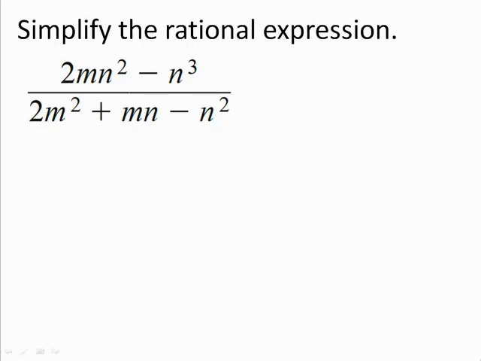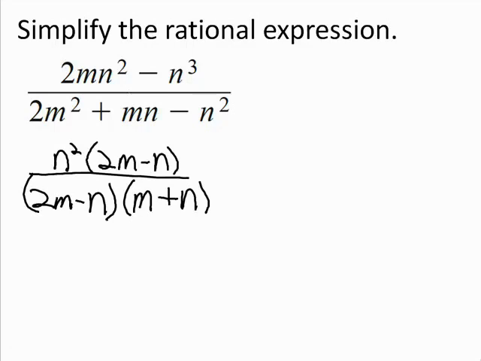Simplify the rational expression: 2mn squared minus n cubed divided by 2m squared plus mn minus n squared. Factor n squared out of the numerator and factor the denominator into 2m minus n and m plus n. There's a 2m minus n in both the numerator and denominator, so they cancel out. You are left with n squared divided by m plus n. This expression has to have the same domain as the original expression. In the original expression, there was a 2m minus n in the denominator, so 2m minus n cannot be equal to 0. Set it equal to 0 and solve for m.